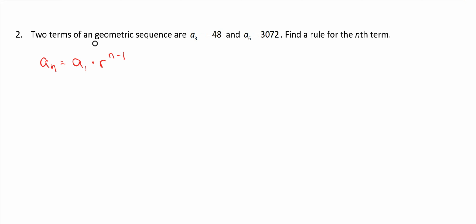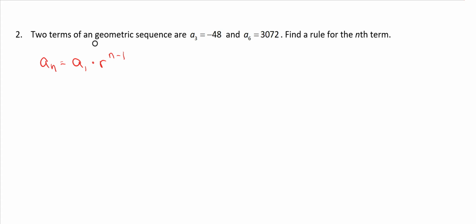And you might say, well, we could just divide 3072 by negative 48. Well, that's a good idea, but the problem is that when we're doing our ratio, remember it's the term after it divided by the term. So we don't have 6 doesn't follow 3. Now, if we had the third term and the fourth term, you could absolutely do this. If we had the fifth term and the sixth term, you could absolutely divide and figure out that common ratio. But we don't have that.